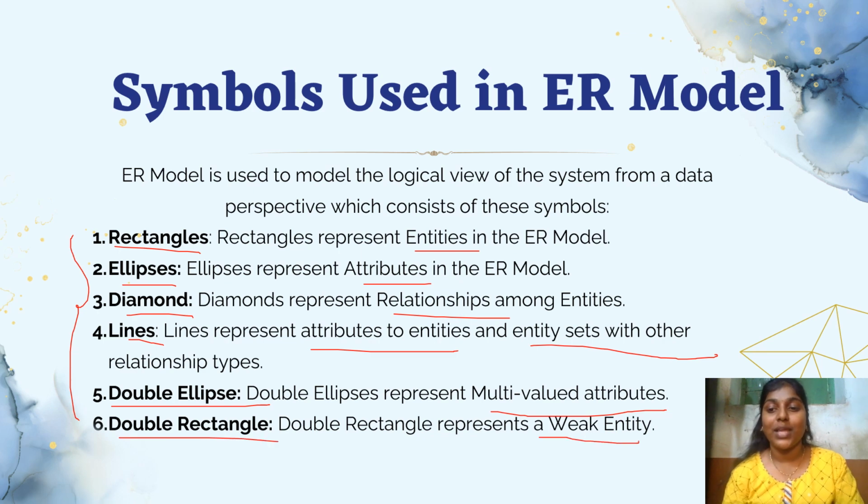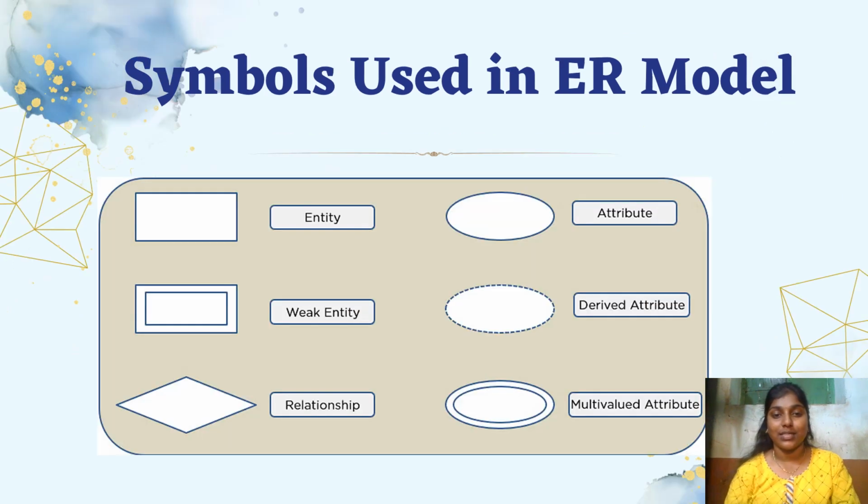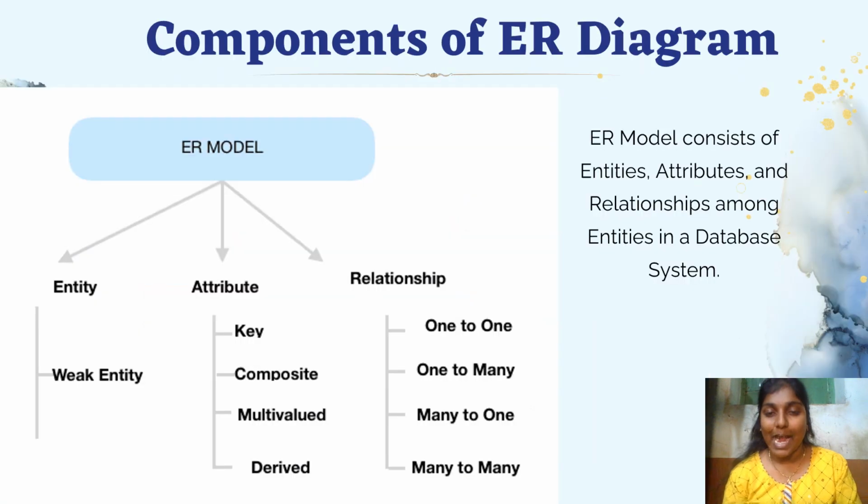So let me visualize those things. So these are the things. Rectangle means entity, double rectangle means weak entity, diamond means relationship, ellipse means attribute, dotted ellipse means derived attribute, and double ellipse means multi-valued attribute.